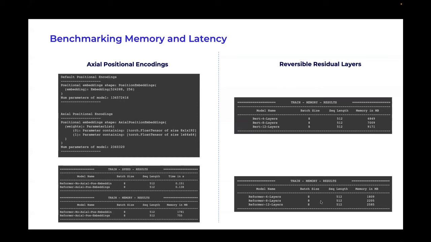So coming to reformer, we are not storing any of the activations with the increase in number of layers. Instead, we try to reconstruct them using reversible layers. So here you can see for the same configuration, what is the memory that is being consumed. For BERT 12 layers, it is 9 GB, and for reformer, it is just 2.5 GB.